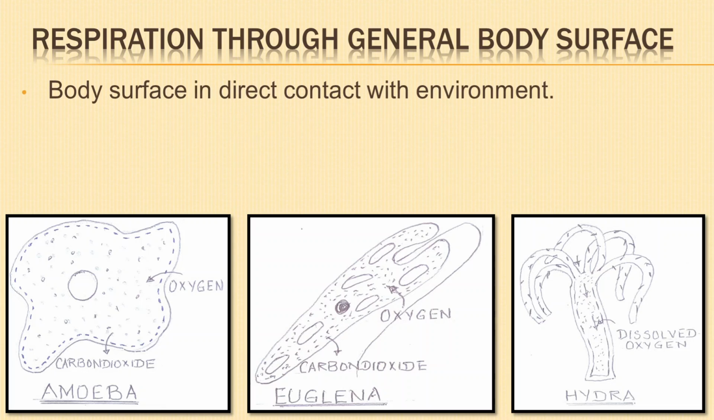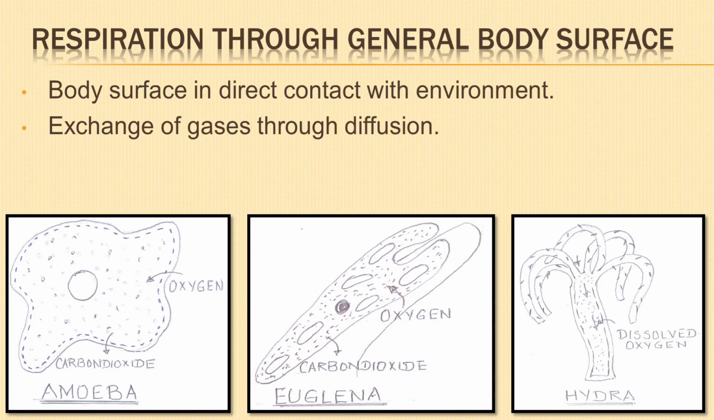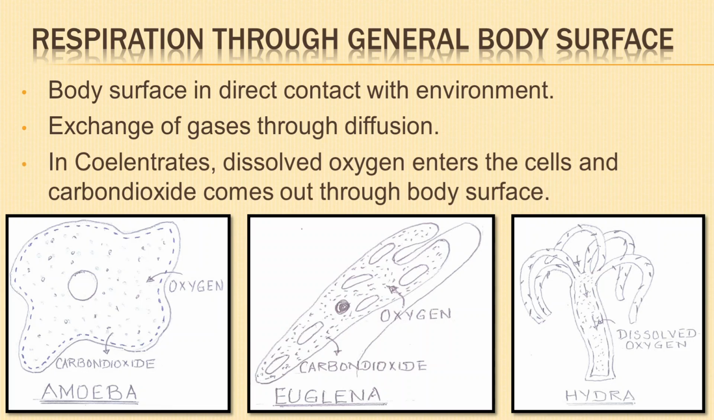The body surface of the animals is in direct contact with the environment. Exchange of gases occurs directly between the cells and the surrounding medium across the plasma membrane through diffusion. It is seen in protists like amoeba, paramecium. In coelenterates like hydra, dissolved oxygen enters its cells directly through the general body surface and carbon dioxide comes out.